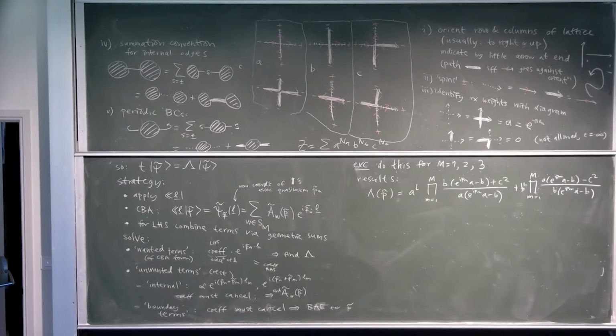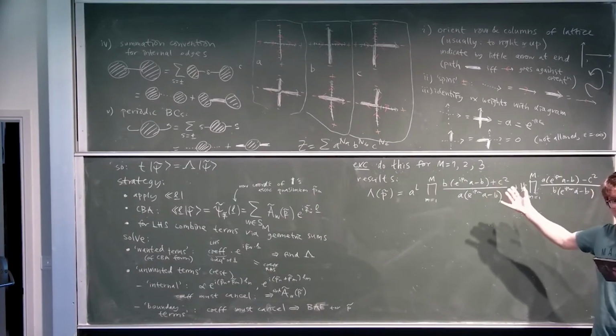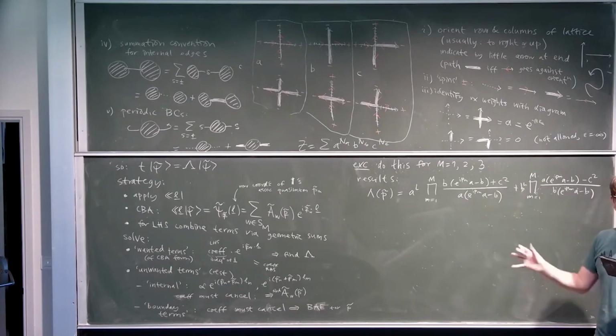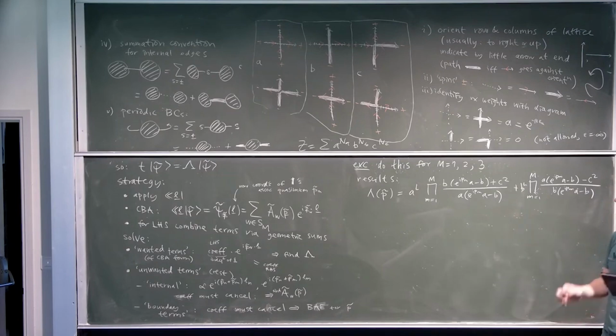So the structure is a bit different from XXZ. Remember, we got this nice functionally additive result where the M particle energy was the contribution of all the separate particles. Here, it's not that simple, but it's actually kind of nice. It's not quite factorized, but there are two terms, and those are explicitly factorized in fairly simple pieces. So it could have been much worse, I think.